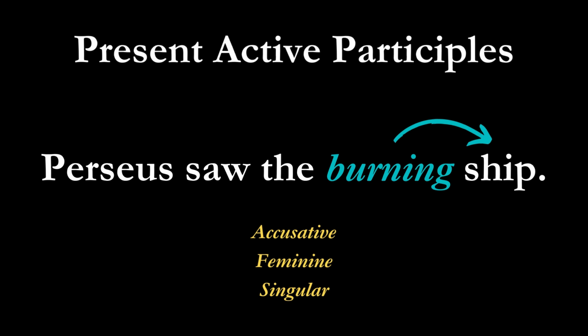Burning ship. Now, that participle is accusative, feminine, and singular, right? It has a case, a number, and a gender. If we were to flip this into Latin, the word ship is feminine, so burning would be feminine. It's accusative because it's the direct object. It's the thing that Perseus saw, right? He saw the ship, or the burning ship would be your accusative direct object. And it's singular because there's only one ship, right? So burning is describing ship. And the case, number, and gender is, again, accusative, feminine, singular. That's what it would be if we flipped it into Latin.